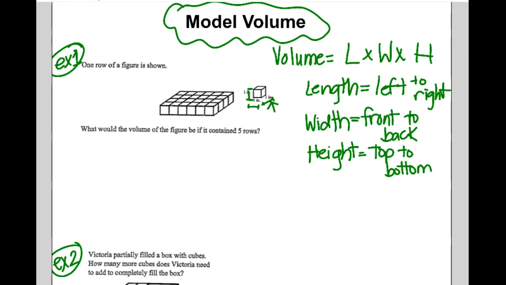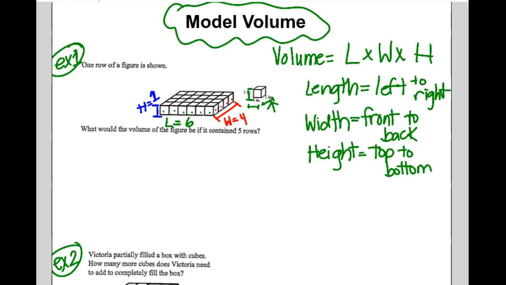Looking at this figure from left to right, how many cubes do we see? 1, 2, 3, 4, 5, 6. So left to right is our length, and L equals 6. Now let's do the width. From the front to the back, what's going to be our width? We see 1, 2, 3, 4, 4 cubes. And then our height, remember, is from the bottom line to the top line. It just looks like 1 cube, right? So that's just 1.